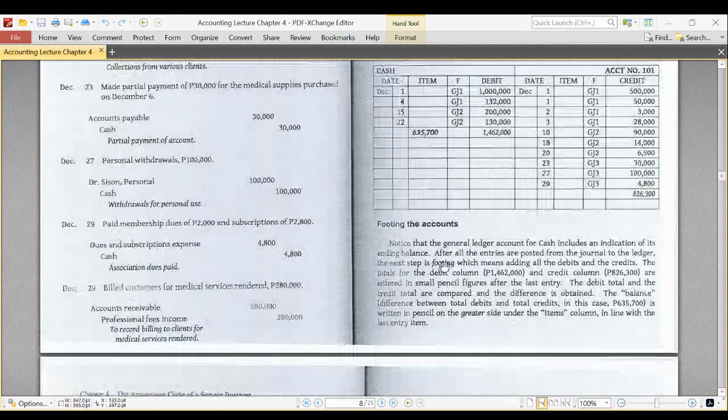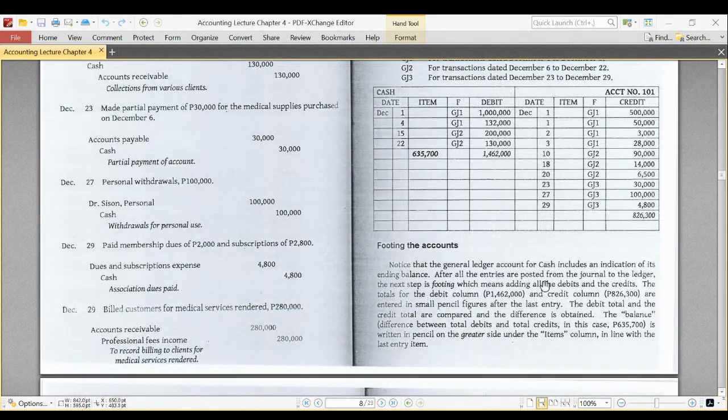Notice that the general ledger account for cash includes an indication of its ending balance. After all the entries are posted from the journal to the ledger, the next step is footing, which means adding all the debit. So add mo lang all the debit. Diretso. Add mo din yung credit. Diretso. Total debits from the debit column is 1,462. Total credit from the credit column is 26,800. And then, ilalagay mo yan, balance. The debit total and the credit total are compared and the difference is obtained.